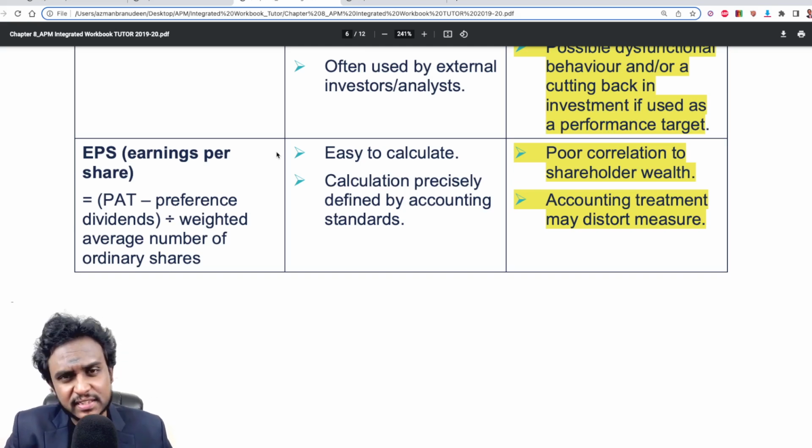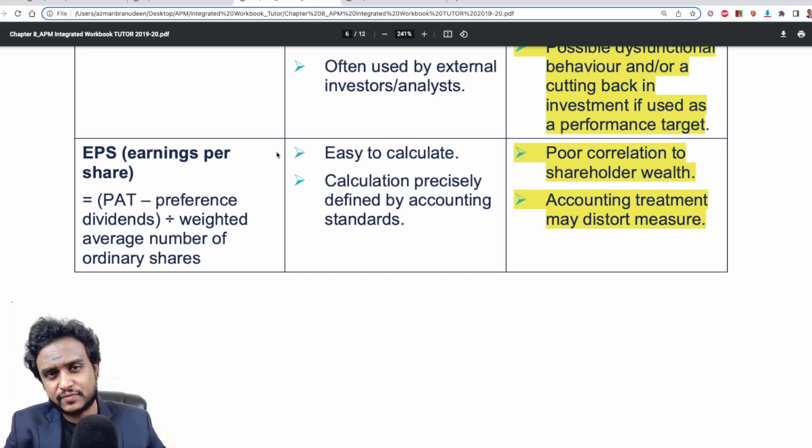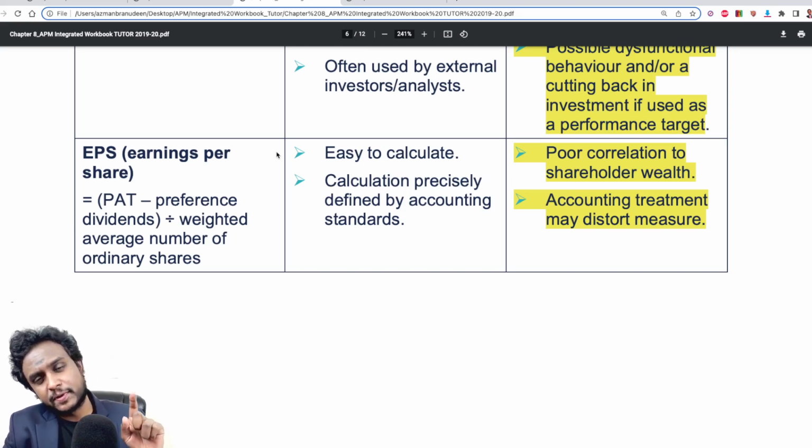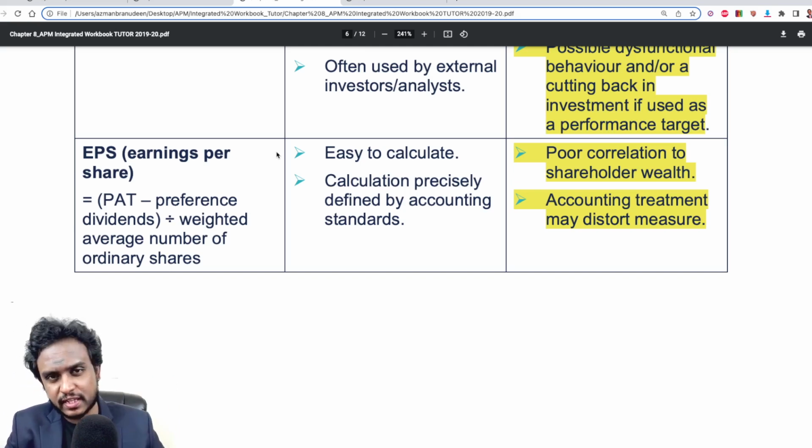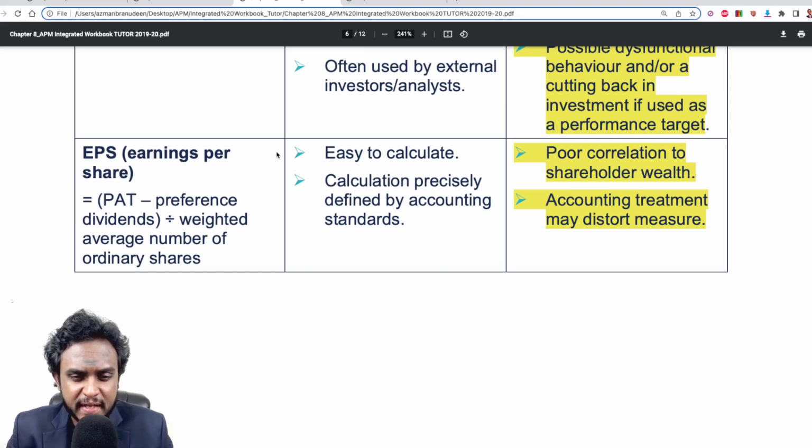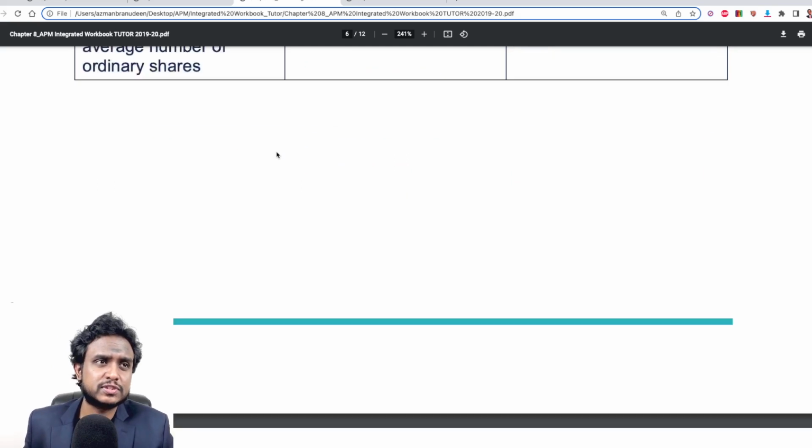However, again, it's still correlated to shareholder wealth very poorly, because a lot of figures, taxation, accounting, interest, all of that has affected that profit after tax figure that you're using. So because of that, there are many issues in the EPS that doesn't really reflect a pure net figure, and that is what this second point means, that accounting treatments may even distort. So if you want to, you can further tweak the figure by bringing in more accounting distortions.